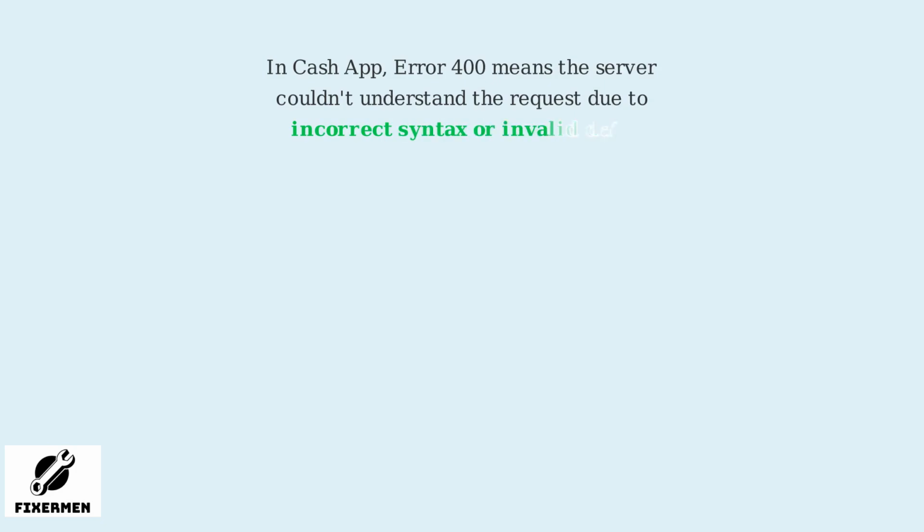A proper HTTP request contains specific headers and sometimes a body with data. This diagram shows the components of a valid request. Specifically for Cash App, this means the server couldn't understand the request because of incorrect syntax or invalid data sent by the Cash App on your device.